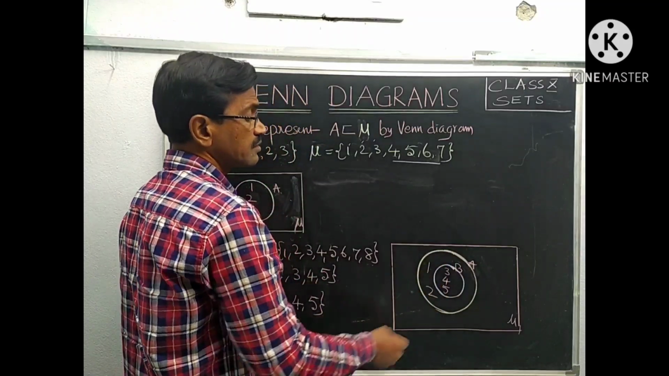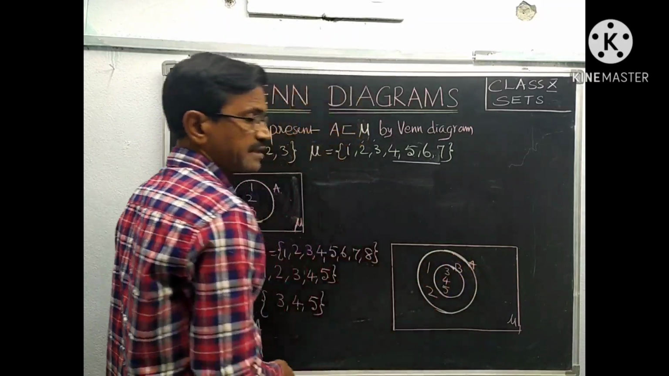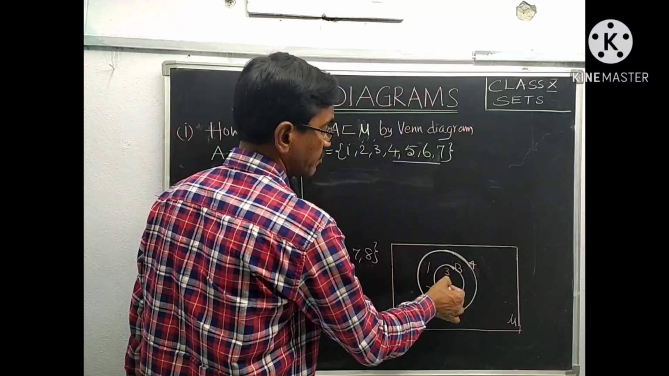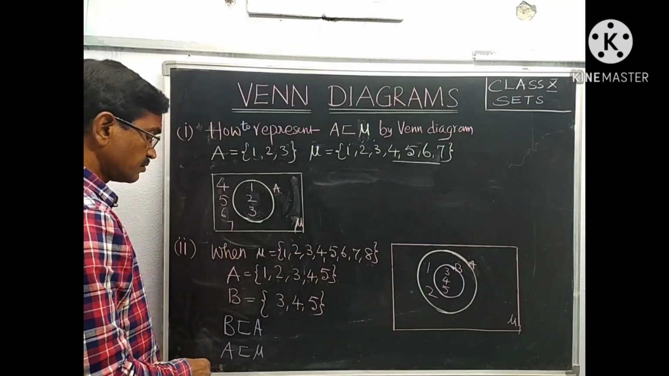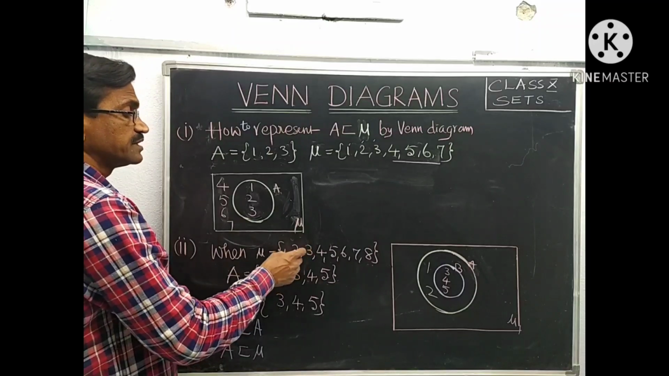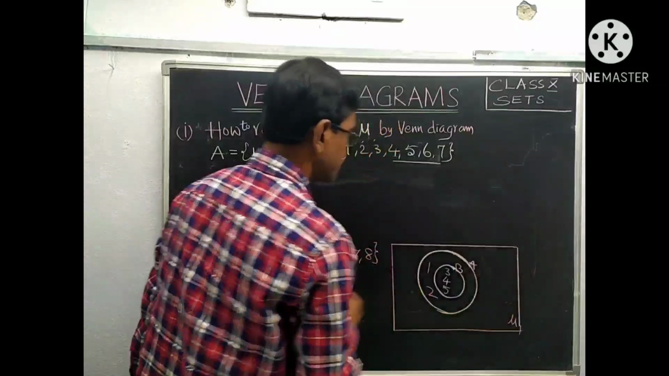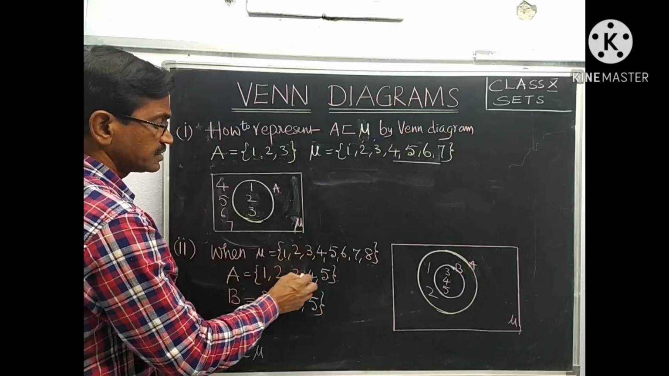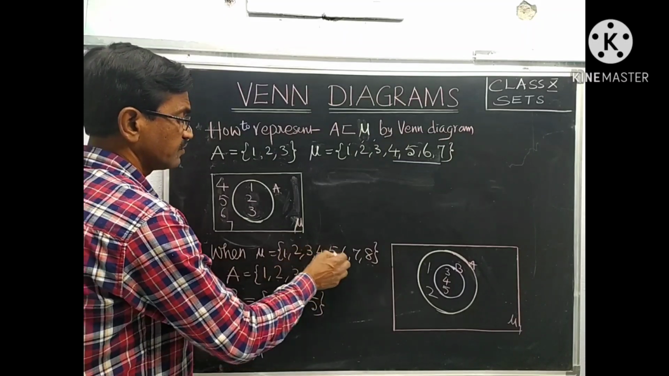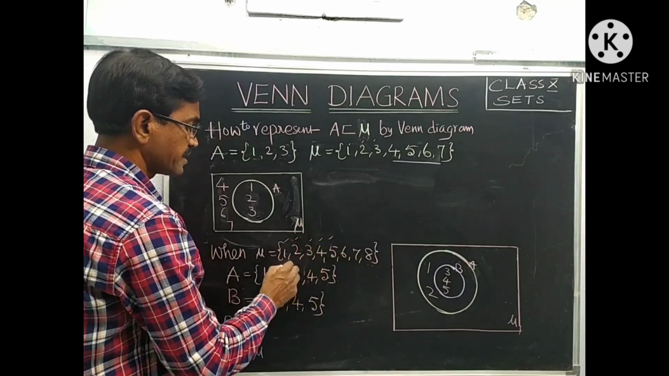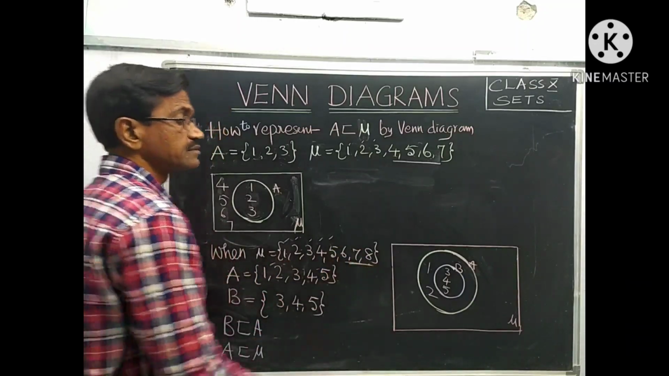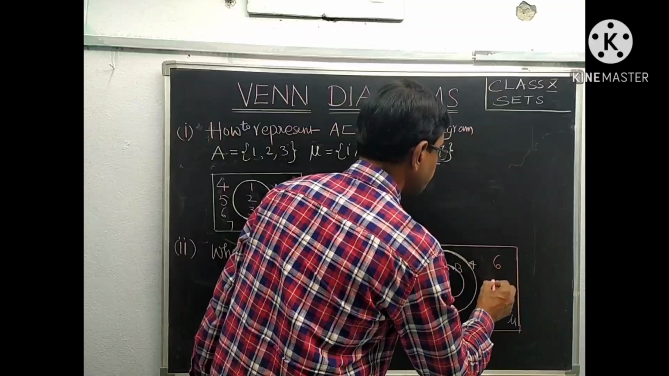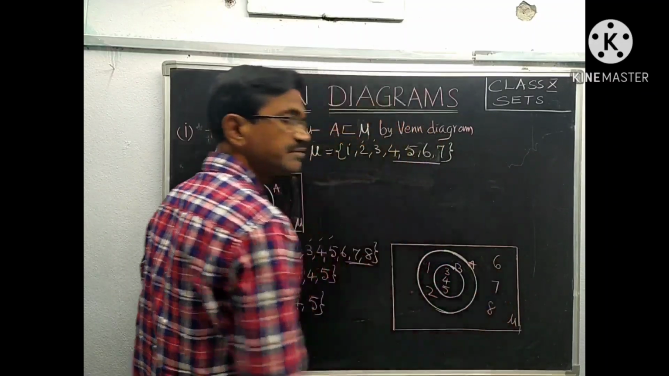Now what are the elements in A? 1, 2, 3, 4, 5. Now what are the elements to be written outside the A? Here see, 1, 2, 3, 4, 5 have been already written in A. The remaining elements 6, 7, 8 should be written outside of the A. Don't keep commas.